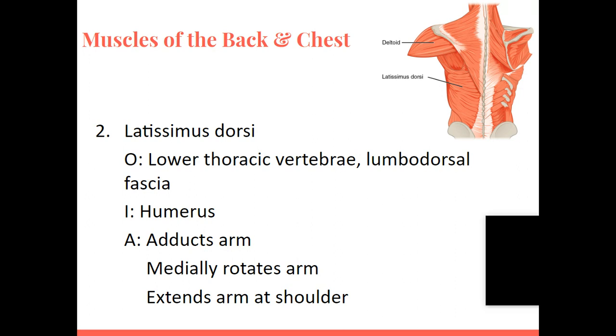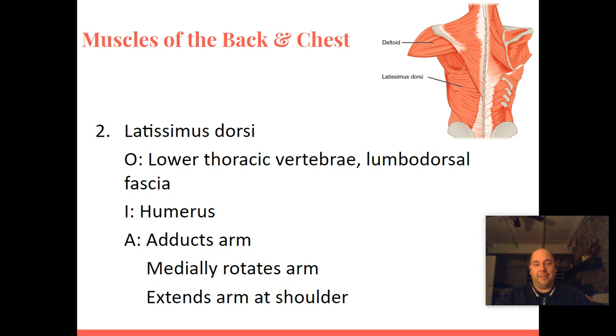So here's an example of what that looks like. Hey, there I am. So if you had your arms up in the air, this muscle, latissimus dorsi, is going to pull them down like this. So with arms in the air, it's going to pull the humerus down towards your lower back. So we call that adducting.